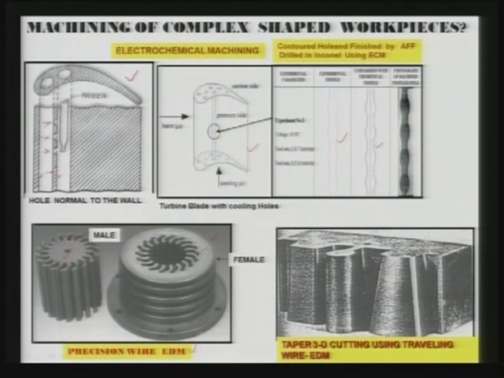We will discuss it in detail later on, and this is another 3D component which has been cut by travelling wire electro discharge machining process. Such kind of complex shaped component cannot be machined by processes other than advanced machining processes, and this very clearly indicates that there is a need of new techniques of machining other than conventional machining processes.